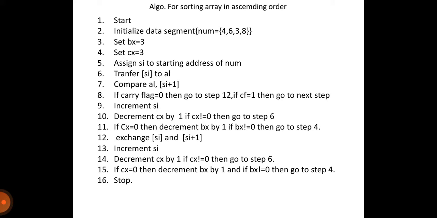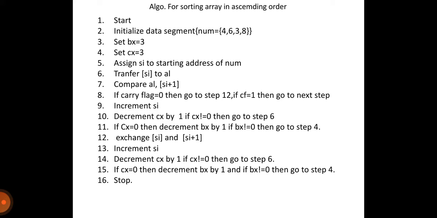Then we have to start the inner loop, that is compare the first element with the next element, that is si with si plus 1. So we cannot compare it directly, so we have to transfer the content stored at the address pointed by si to al, and then al is compared with si plus 1.